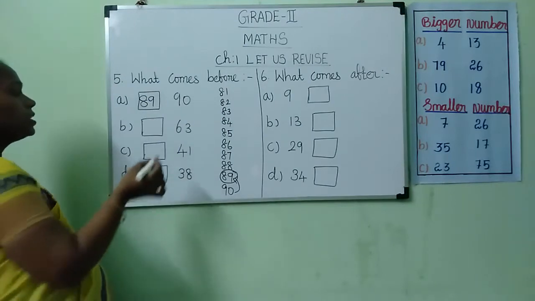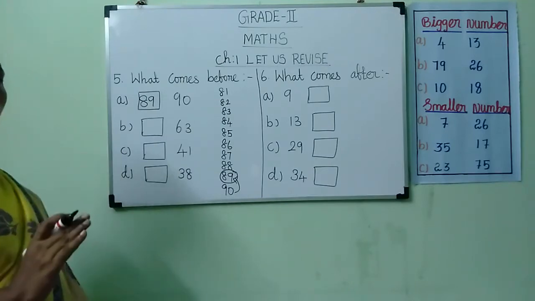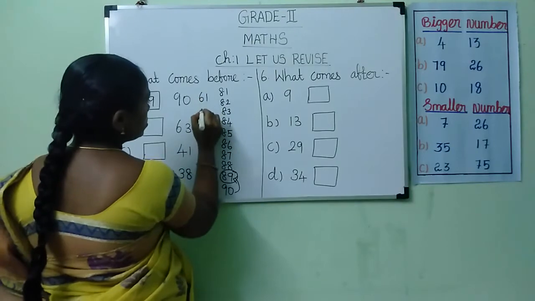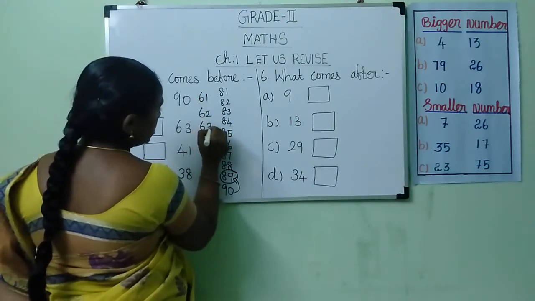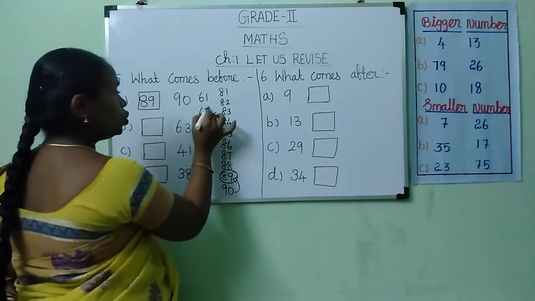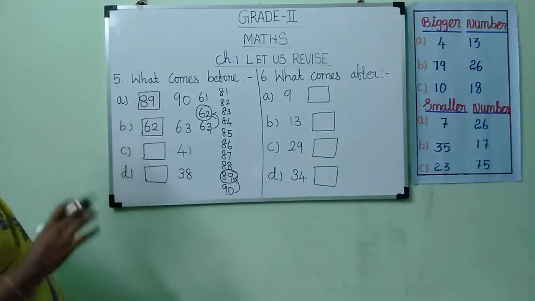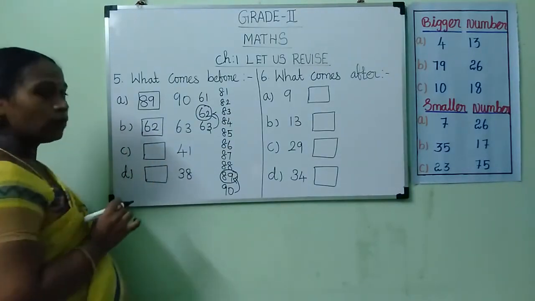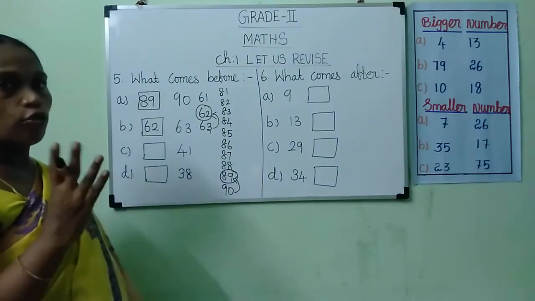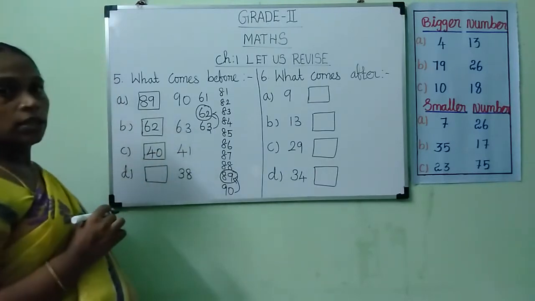The next one, 63. What will come before 63? Before means front number. See, 61, 62, then 63. 63 before, yes, 62. 6, 2, 62. The next one, 41. 41 before? Yes, 40. Are you clear?